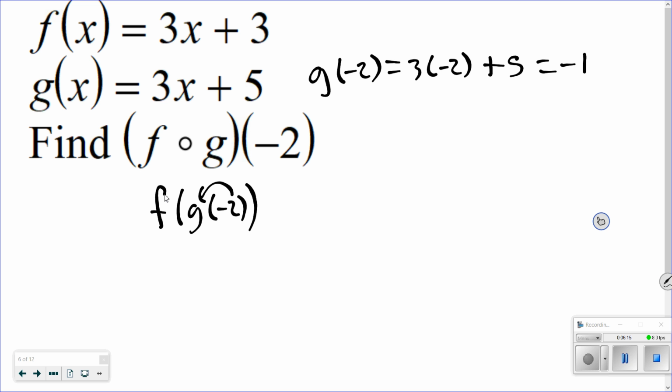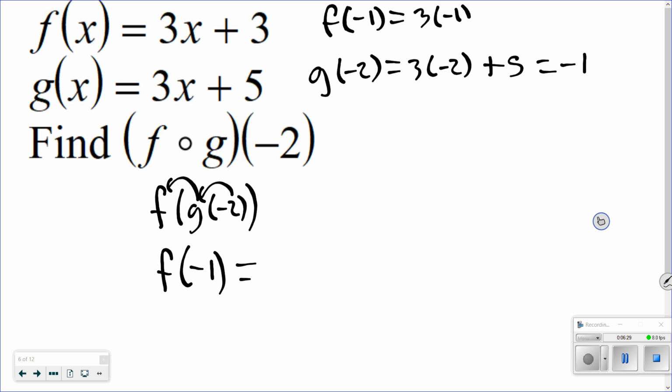So I come down here. I take what I got, negative 1. I'm going to plug it into f. So what is f of negative 1? Let's come up here and work that out. 3 times negative 1 plus 3. Okay. Work it. 3 times negative 1 is negative 3. Negative 3 plus 3 is 0.